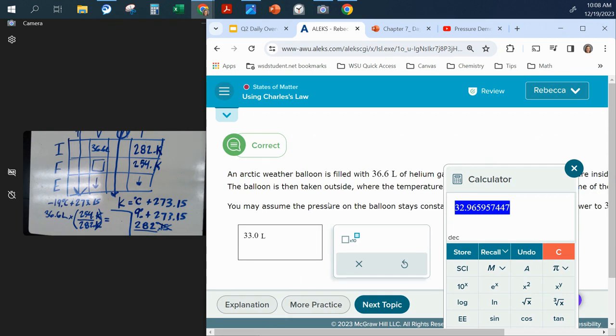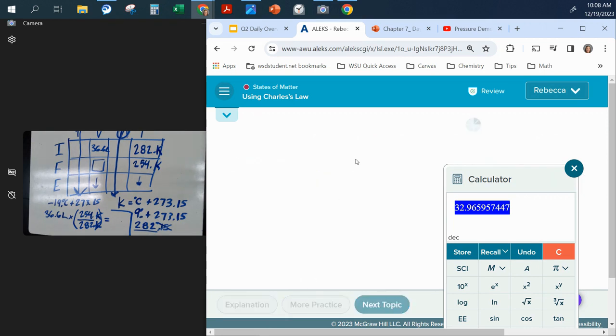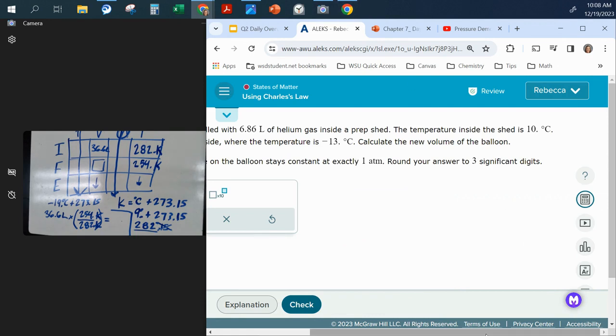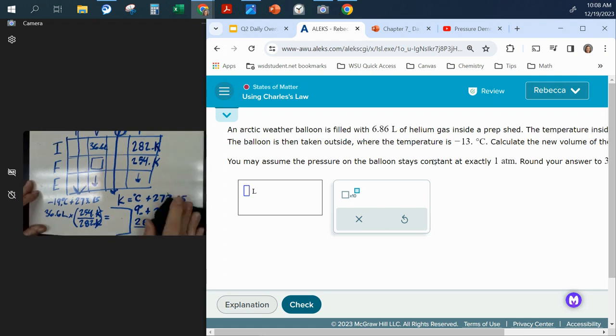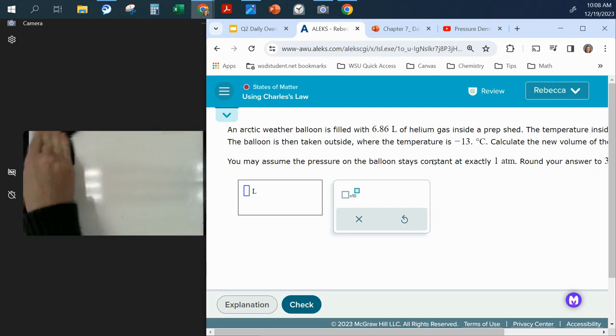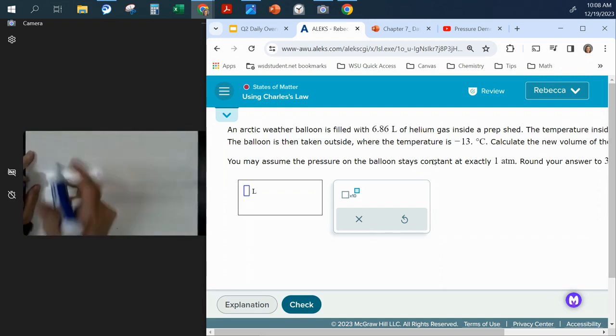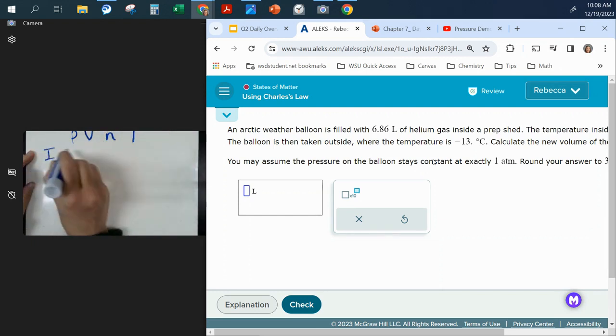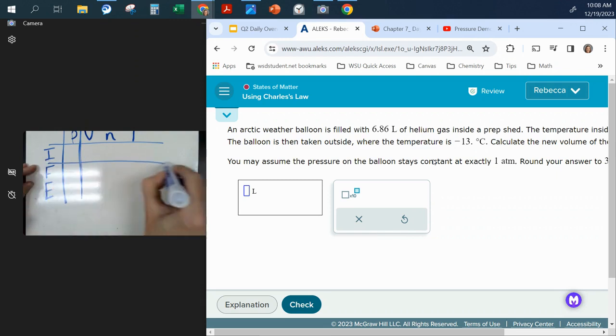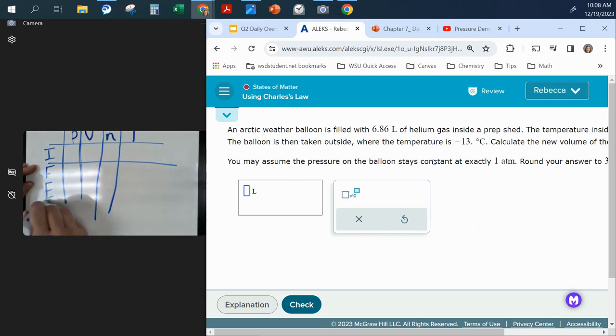All right, should we do another one? Okay, let's do another balloon problem. Yeah, so, Arctic weather balloon. Okay, let me update our table. So our values could be P, V, number of moles, temperature. And then we have our initial values, our final values, and then what we expect to happen.